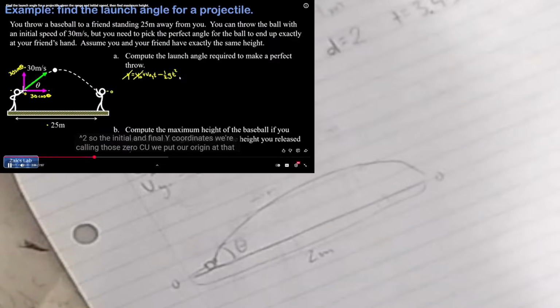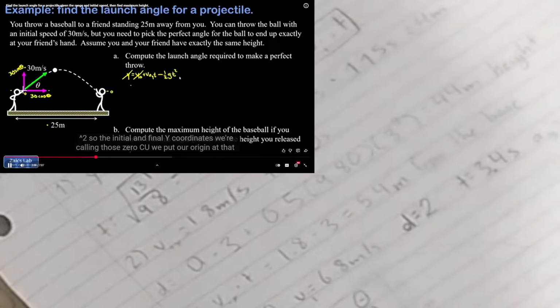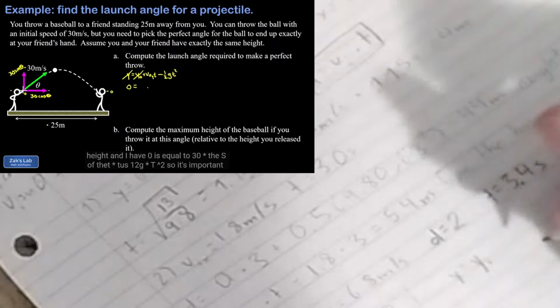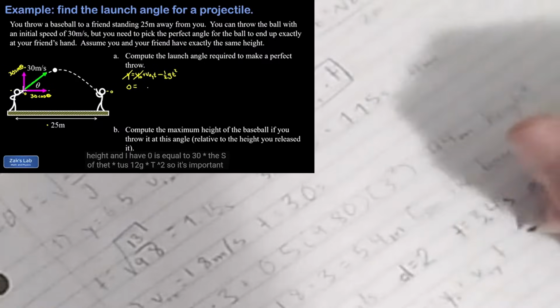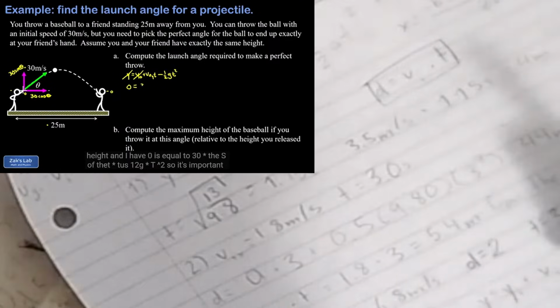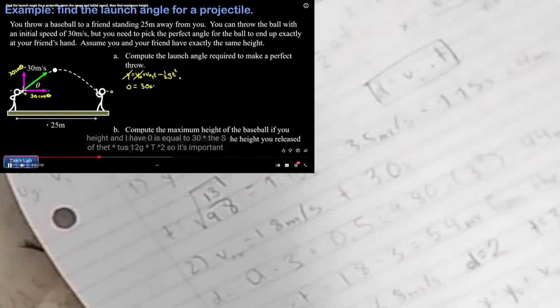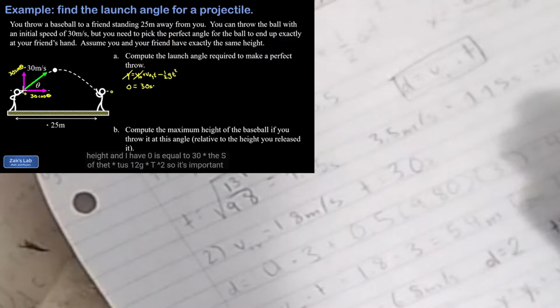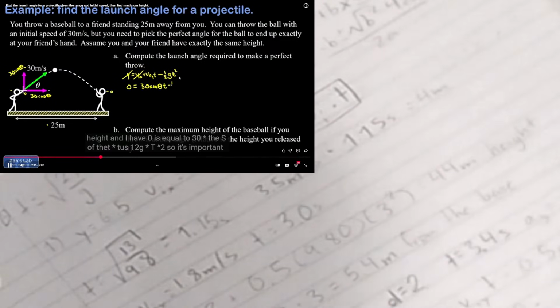So the initial and final y coordinates, we're calling those 0 because we put our origin at that height. So 0 is equal to 30 times sine of theta times t minus 1/2 g times t squared. It's important to note that this equation has two unknowns in it.